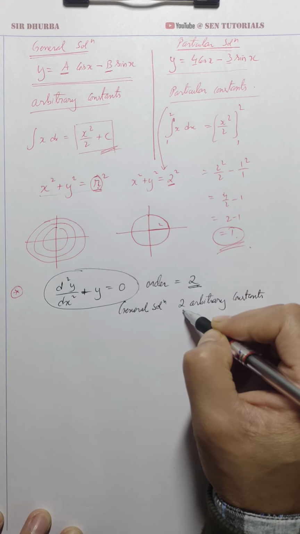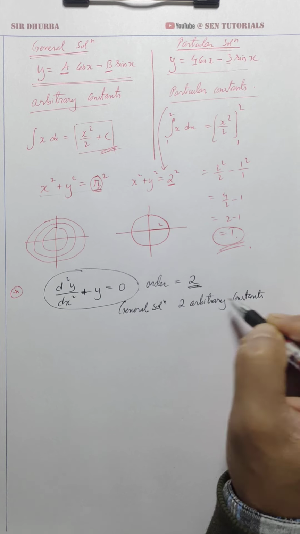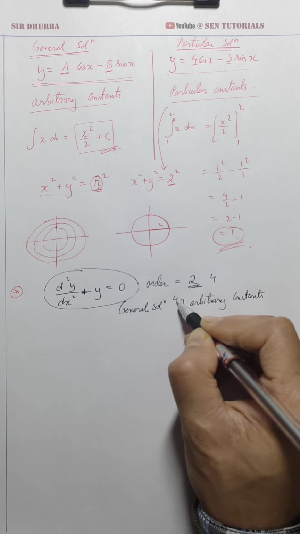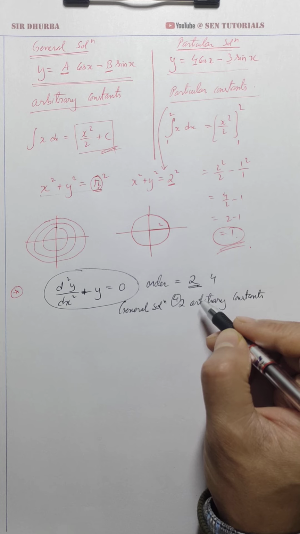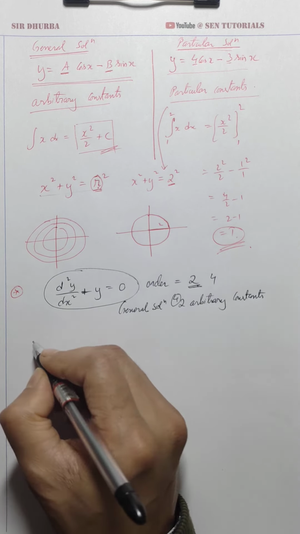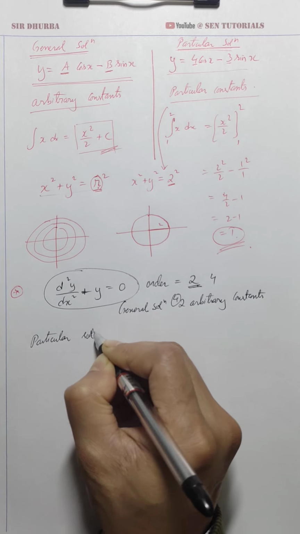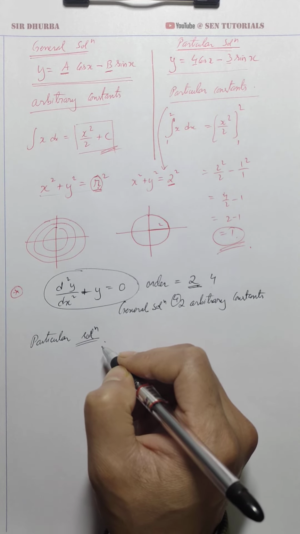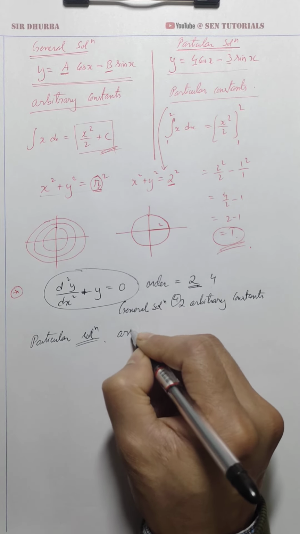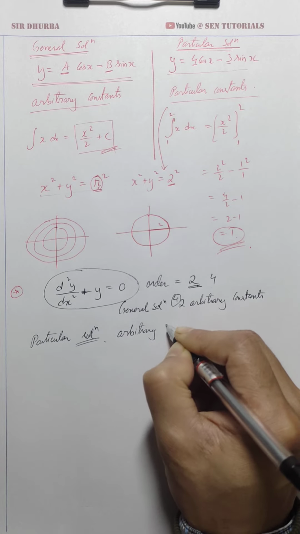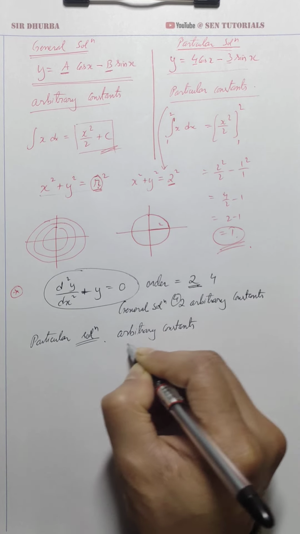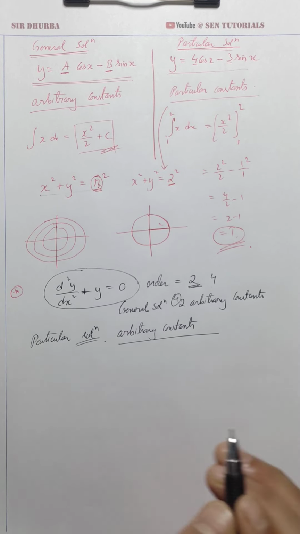According to the order, there will be respectively that number of arbitrary constants. So if the order is 4, we should have 4 arbitrary constants in our solution, in the function. And when it comes to particular solutions, in a particular solution there won't be any arbitrary constants.